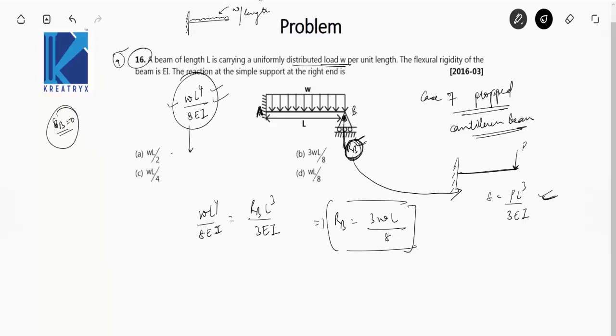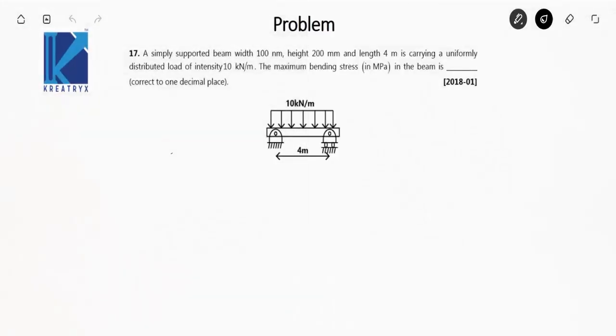The next question is: a simply supported beam with width 100 mm, height 200 mm and length 4 meter. Height is 0.2 meters, width is 0.1 meters and length is 4 meter. It is carrying a uniformly distributed load of intensity 10 kilonewton per meter. The maximum bending stress in megapascal in the beam is?